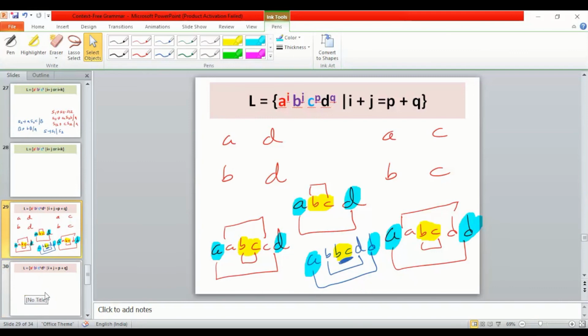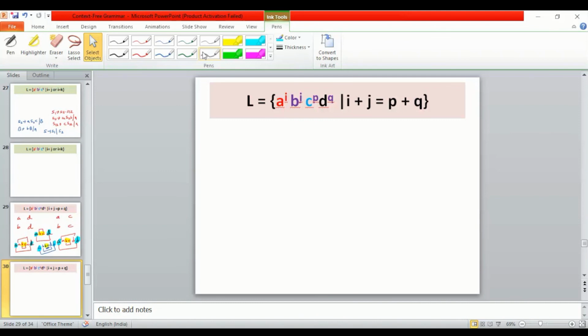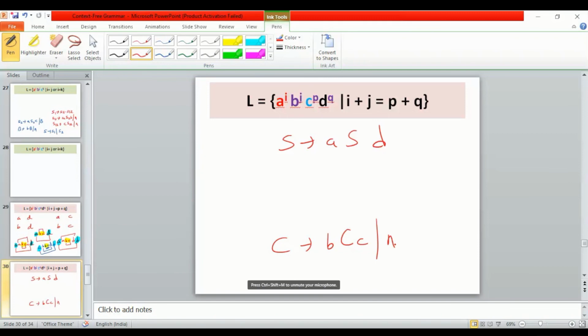The innermost level is your B and C, and outermost level is your A and D. So let us first put the outermost level. For outermost level, we'll write A S D, that is the outermost one. Then the innermost one is B and C. So I can take any symbol. Suppose let us say capital C for that. And we'll write small b, capital C, small c, or null. So this is the outermost level. S gives A S D. The innermost level is C gives small b, capital C, small c, and null.